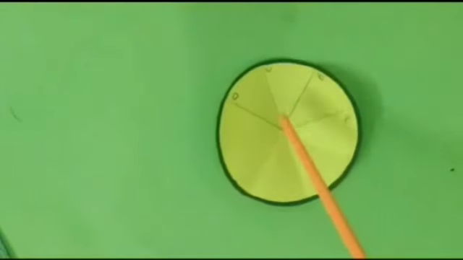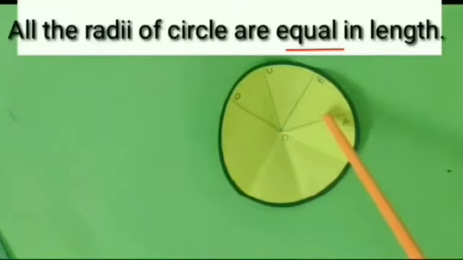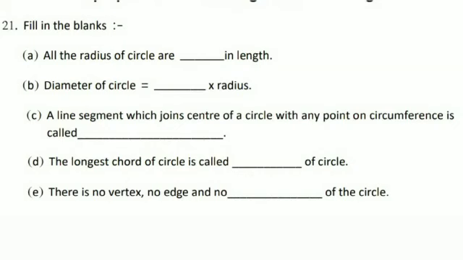OC and OD. Dear students, as we have done earlier, the distance from the center of the circle to any point on circumference is known as its radius. So these all are the radii of this circle like OA, OB, OC or OD. Thus we can see that all the radii of a circle are equal in length. So we will write equal in the first blank.